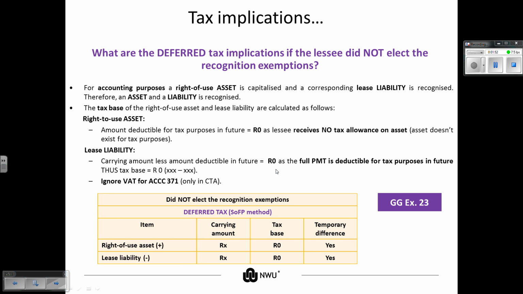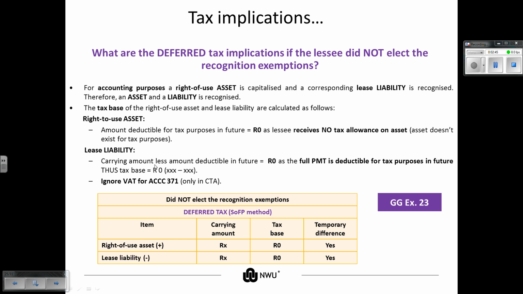If we look at deferred tax implications, we now have a right of use asset and a lease liability. So a carrying amount. Carrying amount of right of use asset will be my initial cost minus my depreciation. Lease liability, it will be the balance at the end of the year. For tax purposes, my tax base for the asset will be my future tax deductions, but nil will be deductible in future, as SARS did not allow any tax allowances or wear and tear on an asset. They don't even have an asset that exists for tax purposes. For my lease liability, it's a liability, so it's my carrying amount less amounts deductible in future. The full payment will be deductible for tax purposes in future.